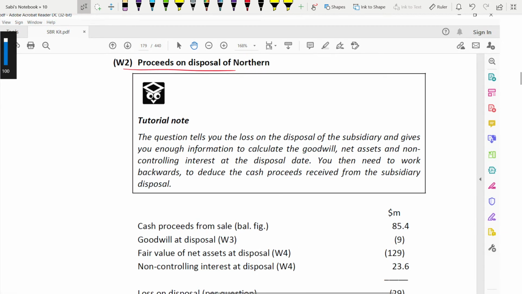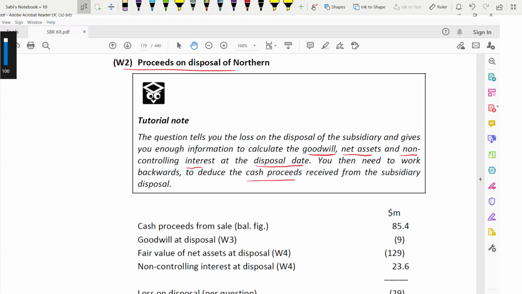So let us see what the tutorial note says. The question tells you the loss on the disposal of subsidiary and gives you enough information to calculate the goodwill, net assets, and NCI. Okay, so in this question you can calculate goodwill, net assets, and NCI at disposal date. You have enough information. You then need to work backwards to deduce the cash proceeds received from the subsidiary disposal.